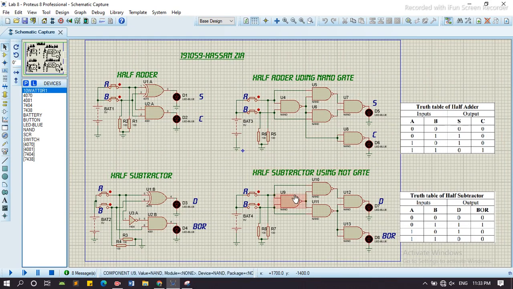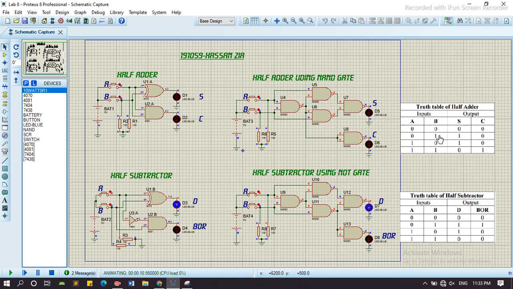Now we verify their truth table by simulating this. Here when it is 0 0, it shows sum is equal to 0 and carry out is also 0. Here are the inputs A and B, and this light shows the sum, and this shows the carry out. Both are 0 0. This is the gate implementation. We check this also. When both are 0 0, the sum and carry out are both 0 0.